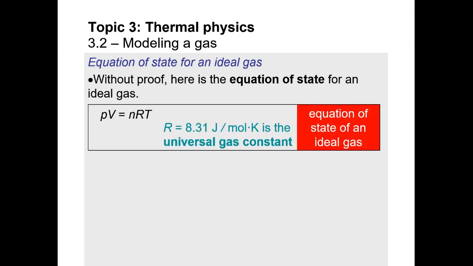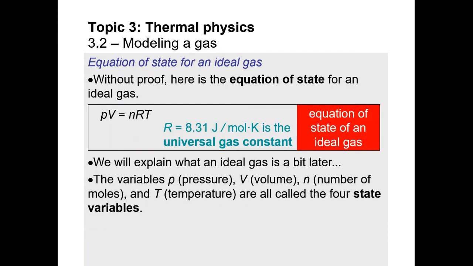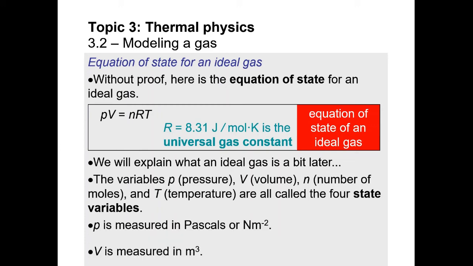The equation of state of an ideal gas is PV equals nRT. P is pressure, V is volume, n is number of moles, and T is temperature. Pressure is in Pascal, volume is measured in cubic meters, and temperature is measured in Kelvin.